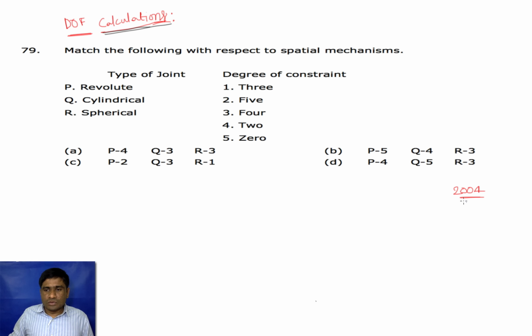This was asked in 2004. This is a matching type question on joints, and they have given degree of constraints, not degree of freedom, degree of constraint. We need to find out the degree of constraint for each of these. For example, this is a spatial mechanism, this is not a planar mechanism.